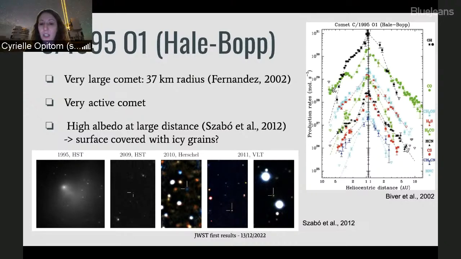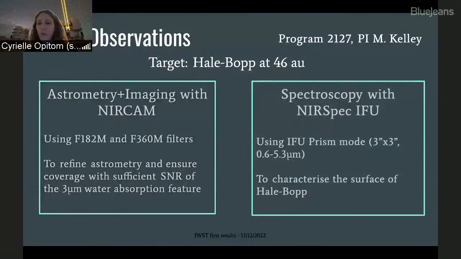However, from just the images from the VLT, it was impossible to confirm. To do that, we needed spectroscopy. And that's where observation with JWST come into play. Under this program with PI Mike Kelly, we observed Hale-Bopp at 46 AU.